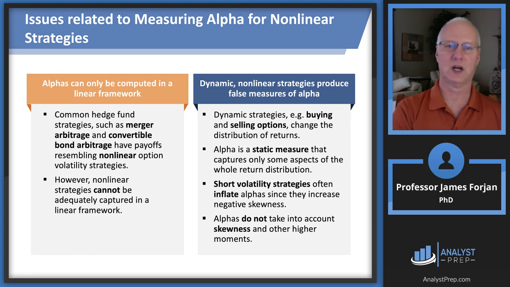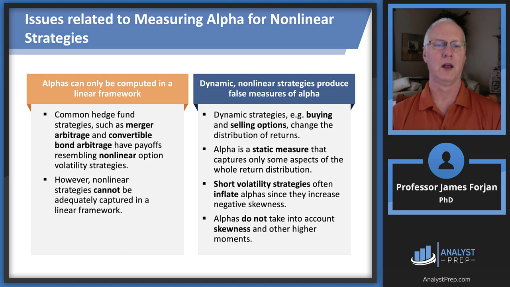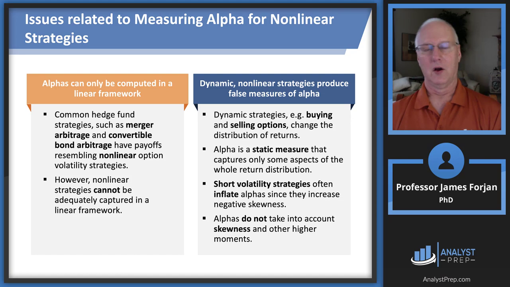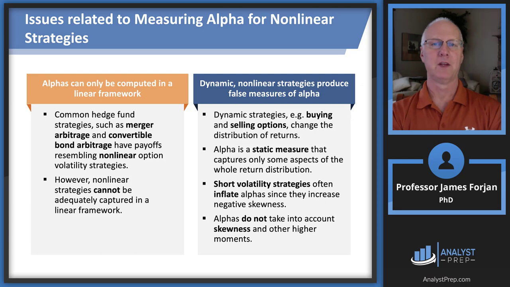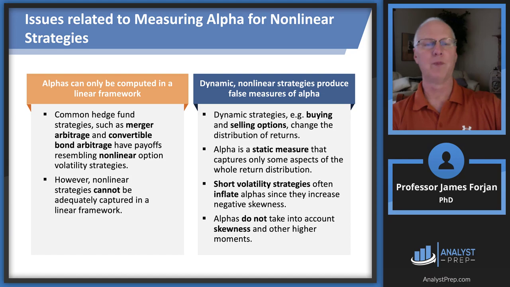Now, that doesn't mean we can't try, right? But let's make sure that we're aware. Look at that last bullet point on the left: nonlinear strategies cannot be adequately captured in that linear framework. Now look on the right-hand side. Dynamic nonlinear strategies produce a false measure of alpha. So we have buying and selling options or any kind of other nonlinearity there. This is really going to impact our performance measures, mostly because not only of the nonlinearity, but also because we're probably extending the distribution to include more than the first and second moments of the distribution, right? Up to this point, we're just looking at returns and standard deviations. But what about skewness? What about kurtosis? We know that those things exist not only in the equity markets, to some degree, but they exist to large degrees in derivative markets, et cetera.